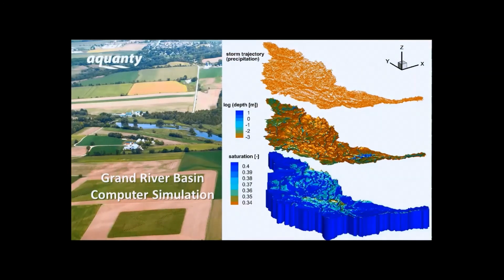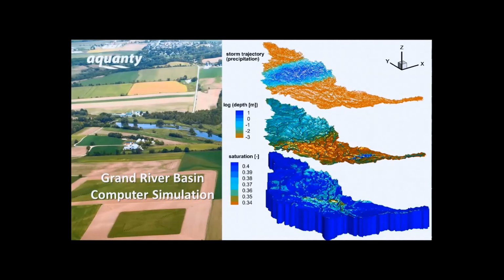So here's an example of some output from a HydroGeoSphere simulation for the Grand River Basin. As it had been mentioned, we simulate these types of problems over a wide variety of different time scales that range from hours or days to centuries or even longer.